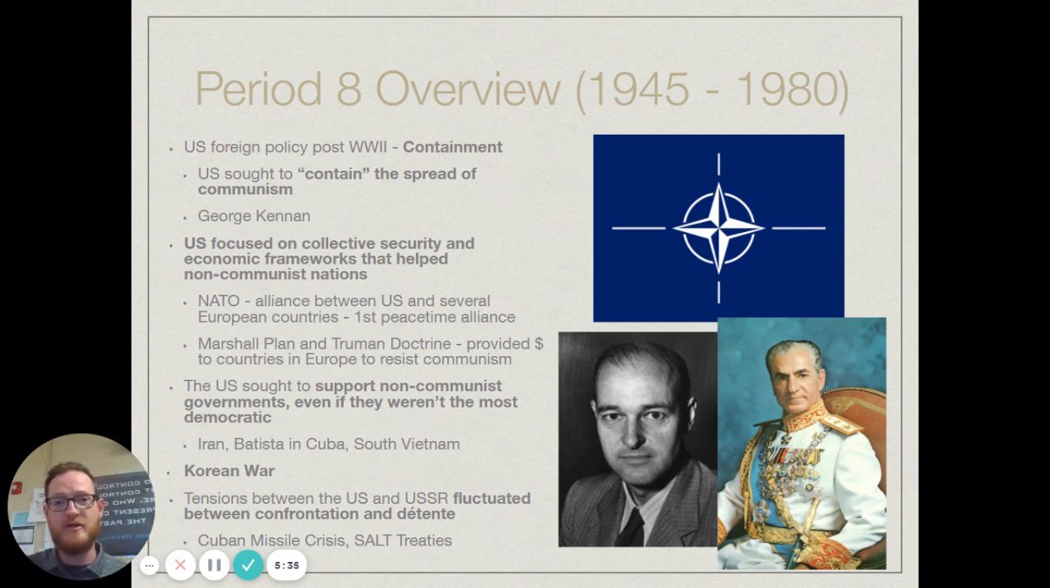And then the Truman Doctrine is going to be a big part of that. Of course, Greece and Turkey are going to be the first two countries that really benefit from the Truman Doctrine as we inject money into those areas, again, to help keep them from falling to communism.